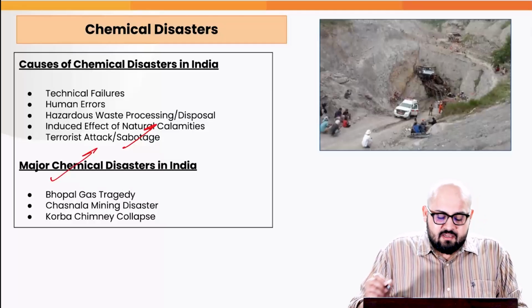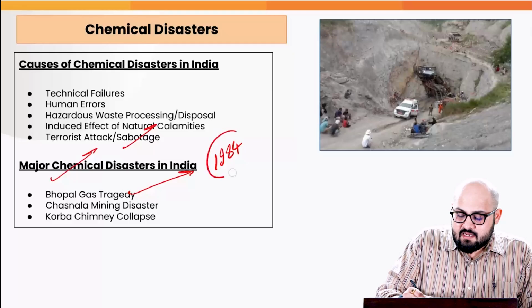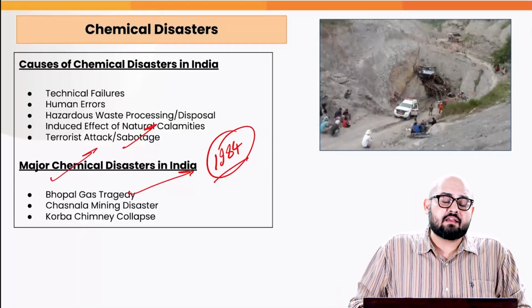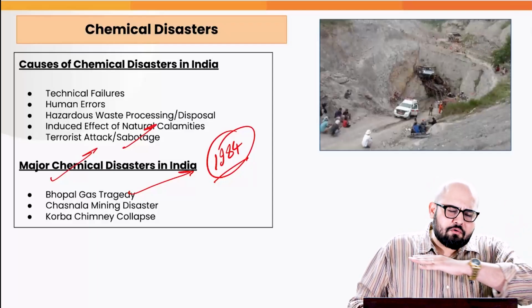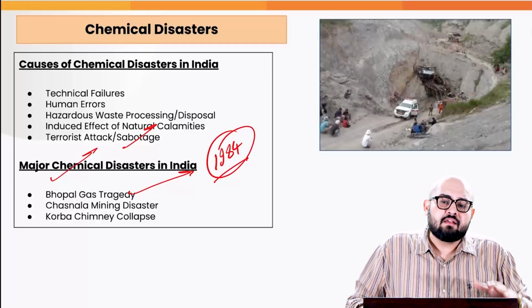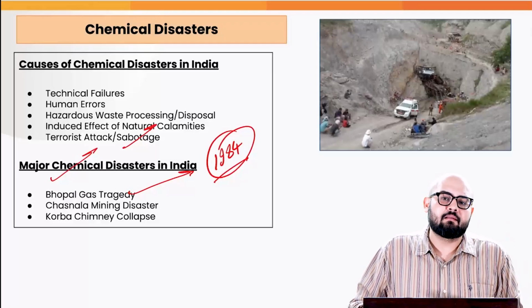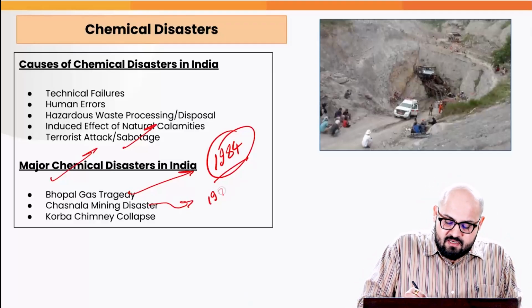Now, what have been the major chemical disasters in India? So for example, we had the Bhopal gas tragedy of 1984, in which we had the Union Carbide factory, and there was the leakage of methyl isocyanate. Now this resulted in the instant death of thousands of people, and even to this day many people are crippled, right? Ultimately it is because of the mutations which took place in the genes of the people because of this poisonous gas.